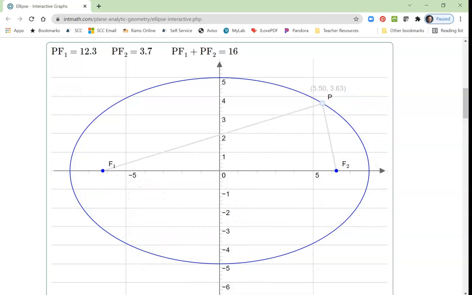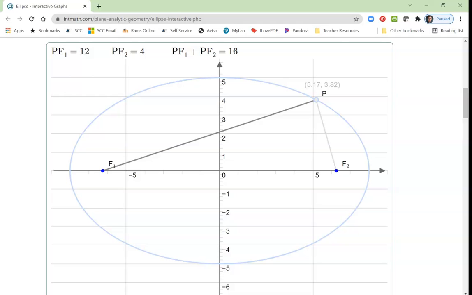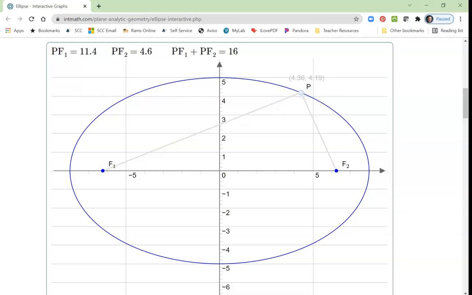Also, if you'll notice at the top of the screen here, we have two measurements. In other words, you see PF1 here, and you see PF2. Well, that just simply means the distance from this point P on the ellipse to these two focus points, the first focus point and the second focus. And as you look at these two lengths, you'll notice how these two numbers change as I trace the ellipse.